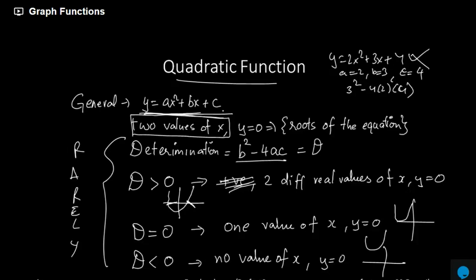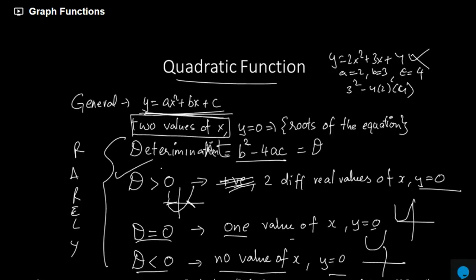So now the general form of a quadratic function is this. There are two values of x at which y is equal to 0. Then there is a determinant, right? The determinant would be b square minus 4ac. If it's greater than 0, then there are two different values of x when y is 0. If the determinant is 0, there is only one value of x. And when the determinant is less than 0, there is no value of x where y is 0.